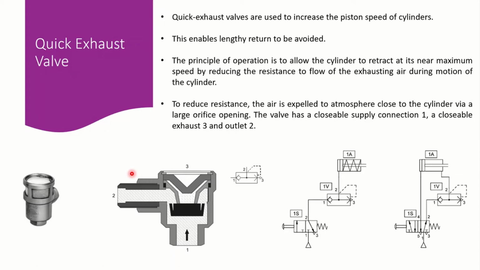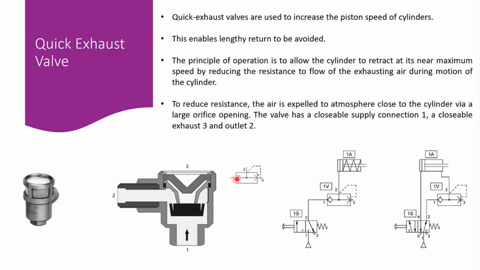And to reduce the resistance, the air is expelled to the atmosphere close to the cylinder using basically the quick exhaust valve, as you can see in here. I already explained the structure. What we have in general inside FluidSIM or inside any pneumatic circuit for the quick exhaust valve in terms of symbol, you can see the symbol in here, and we have the three different ports as expected.